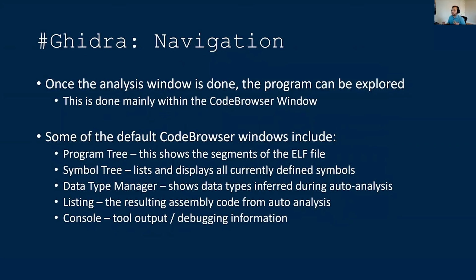And these slides are kind of meant to be a reference for you later on, so that when you're looking at the exercises in Ghidra, you can be aware of what's available to you. And so you've got the program tree that shows the segments that it found from the ELF file, the symbol tree, which grabs some of the symbols that it may have found, the data type manager, which shows the different data types used during analysis, the listing, which is going to show the assembly code, and then you have the console for tool output and things like that.